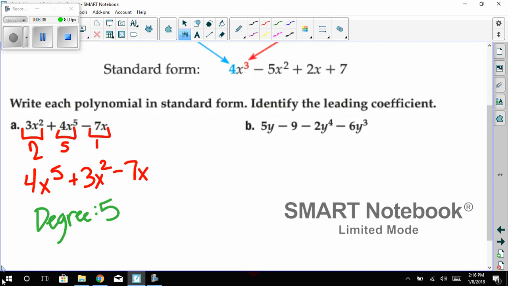That's the first one. And then the leading coefficient is the coefficient on the term with the largest degree. So in this case, it's 4. I'm going to give you just a moment to do B. Go ahead and pause it here, do B, and then turn it back on, and the answer will be here.